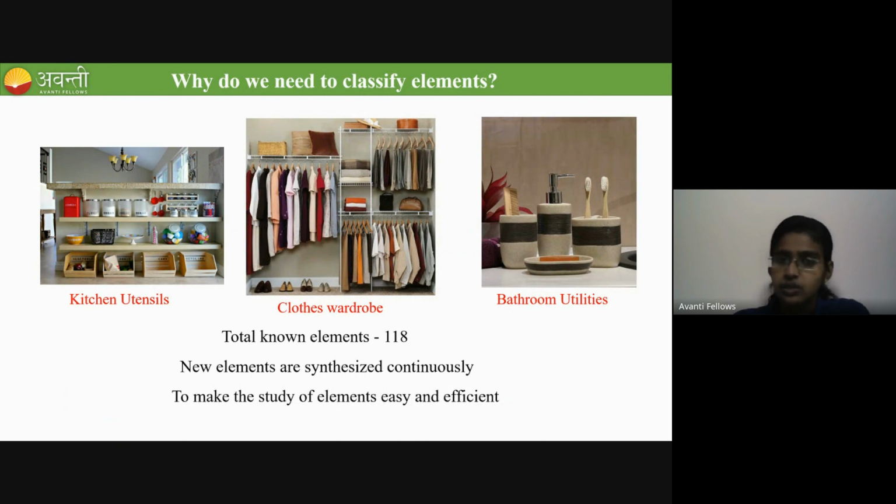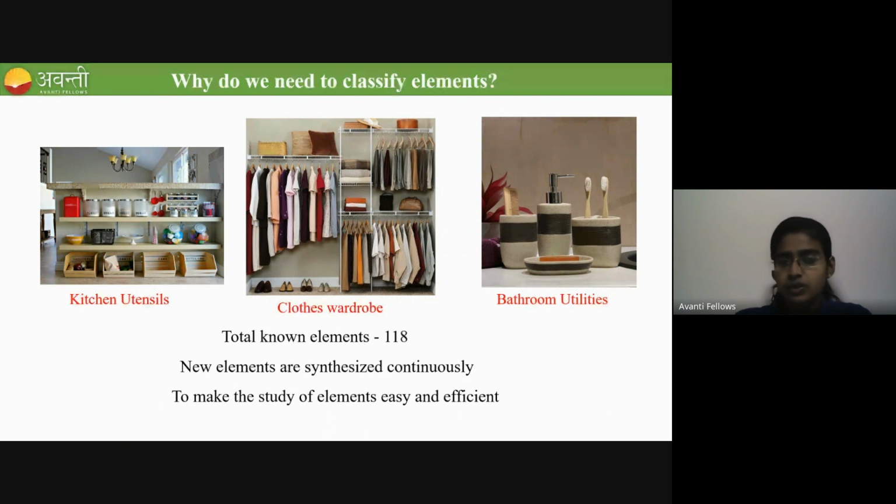Many scientists have come up with their own classification using their laws. Dobereiner came with the law of triads, and Newlands came with the law of octaves. Mendeleev came up with Mendeleev's periodic law. In between, Lothar Meyer came and gave some ideas. So many scientists have come with their laws, theories, and elements were classified according to their laws.